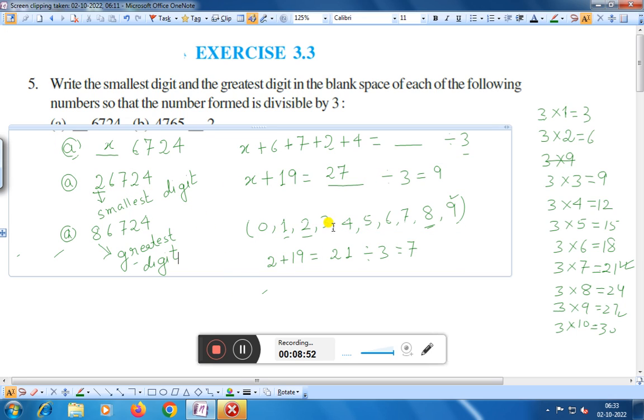And next, if we take the greatest digit 9, and add 19 with 9, we get 28, but 28 is not divisible by 3, right? If we add 8, 19 plus 8 is equal to 27, which is divisible by 3. Therefore, the greatest digit is 8. The smallest digit is 2 and the greatest digit is 8. Now we'll do the next problem, question number B.